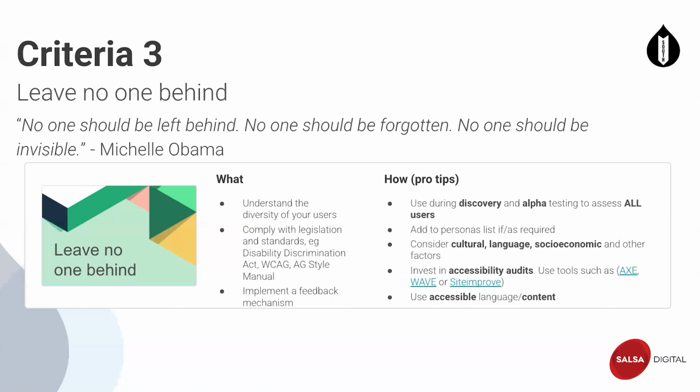So I was speaking about the primary and secondary personas in the last criteria, but often there's tertiary personas and others. And if we don't consider in a practical sense everyone, we may have missed someone in the service, and it won't be inclusive. Consider cultural, language, and socioeconomic factors in the service design. Use accessibility tools during design and build.